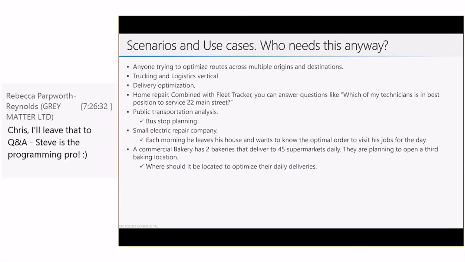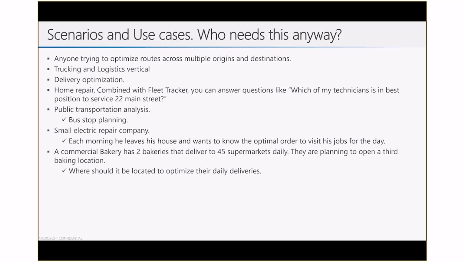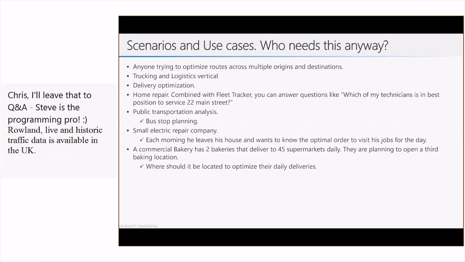So what are the scenarios? Who needs this? Who's using this stuff? Anyone who's trying to optimize routes across multiple origins and destinations. Obviously, in trucking and logistics, this is a very key capability.